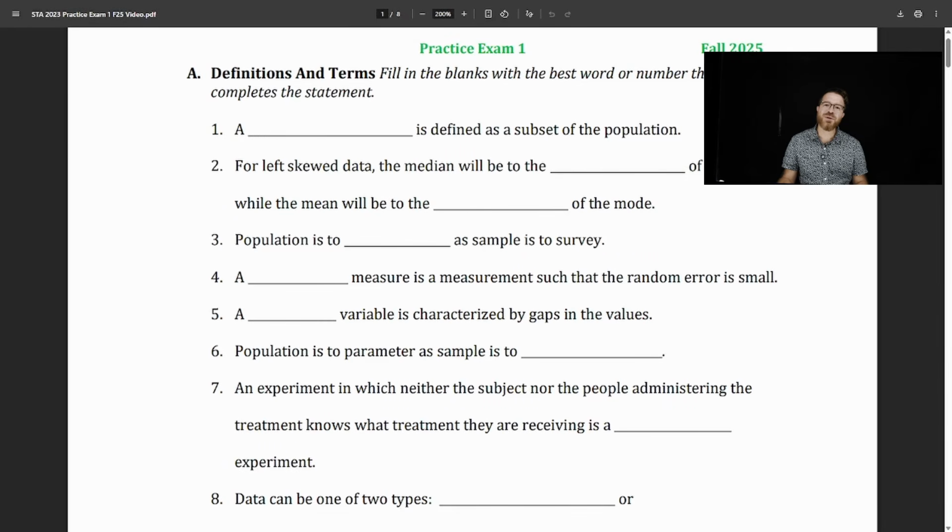Hello everyone, welcome to the Intro to Stats review on definitions and descriptive statistics. So here you can see we have a review that we're going to go through together.